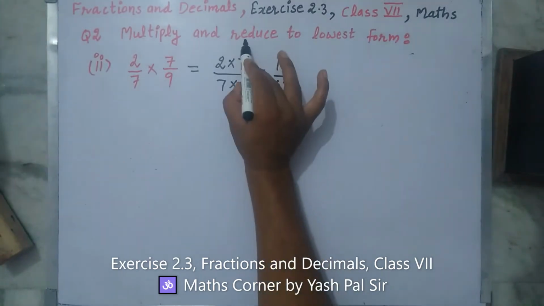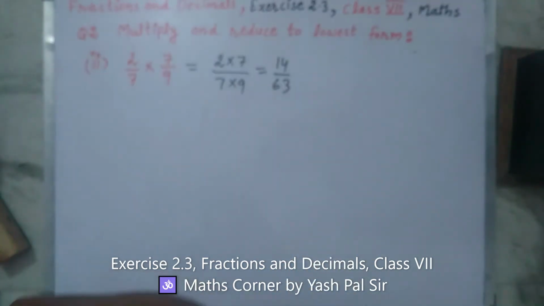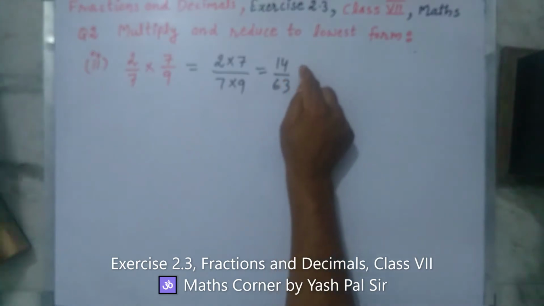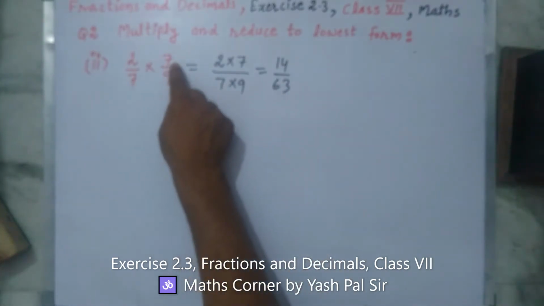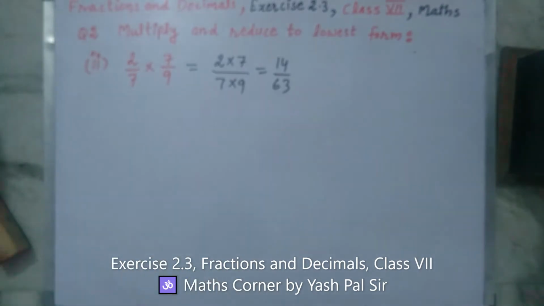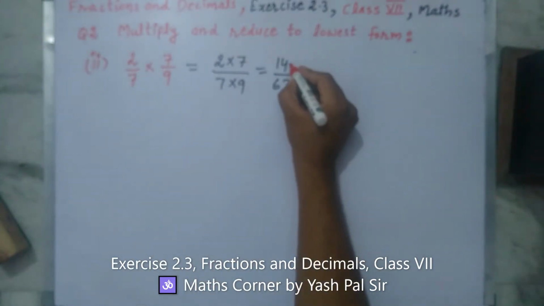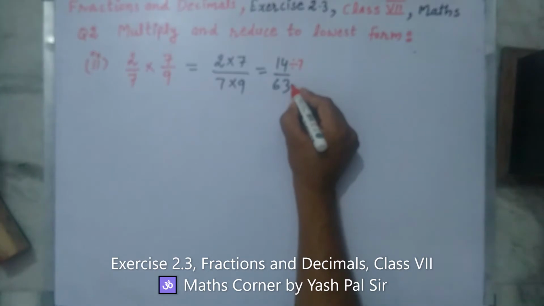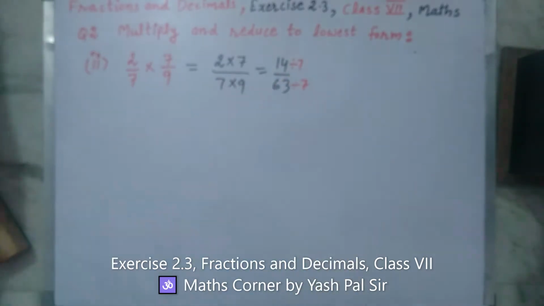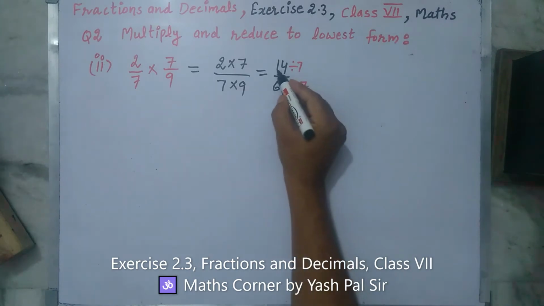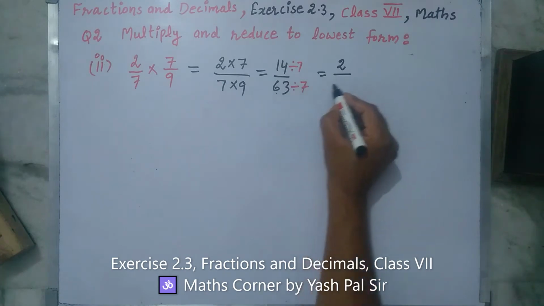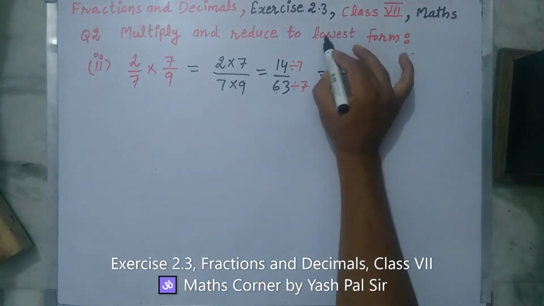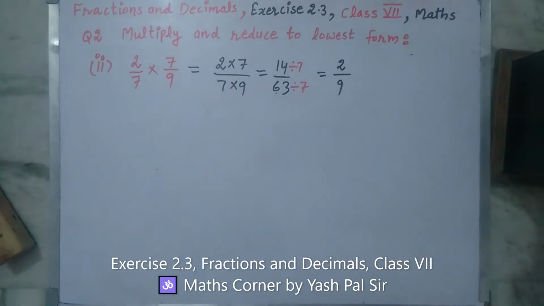Now the next part is reduce to lowest form. Mean to say find a number which is common in the numerator as well as common in the denominator. We see 7 is in the numerator, 7 is in the denominator. So dividing 14 by 7, dividing 63 by 7. What is left now? 14 divided by 7 means 2, 63 divided by 7 means 9. So this is the lowest form. This is the final answer.